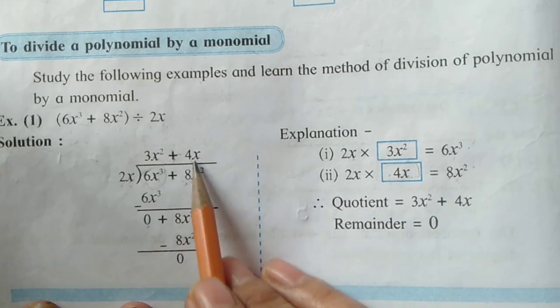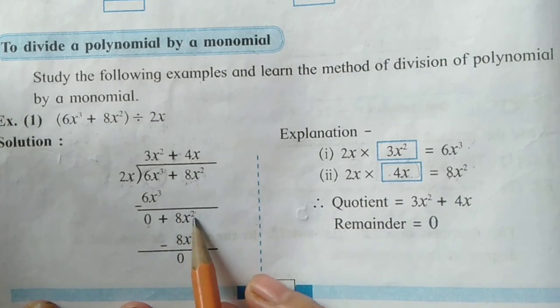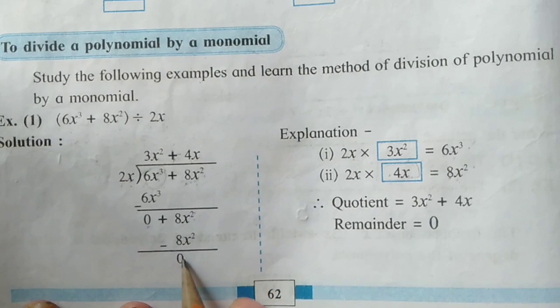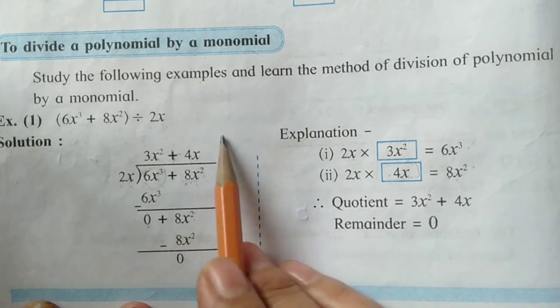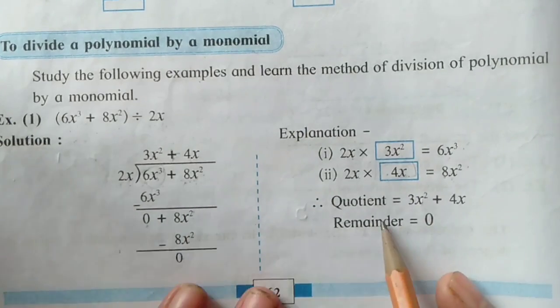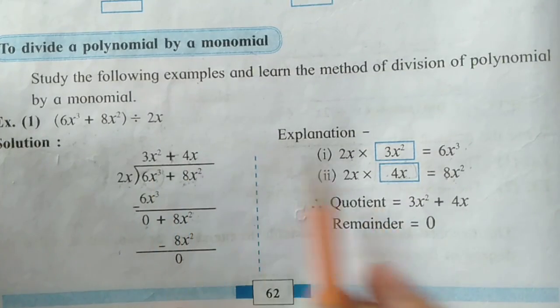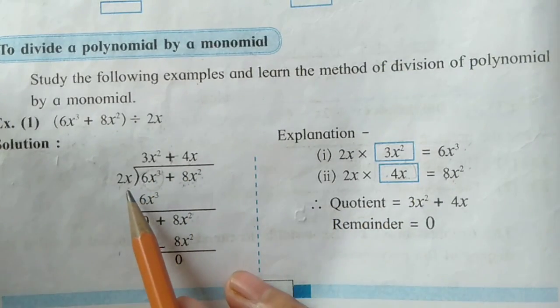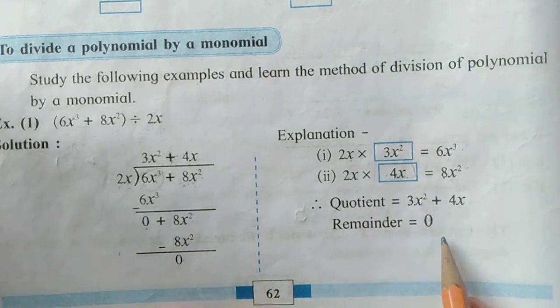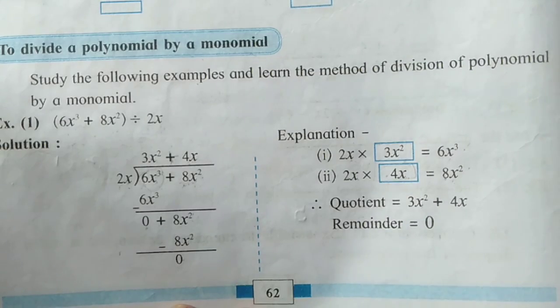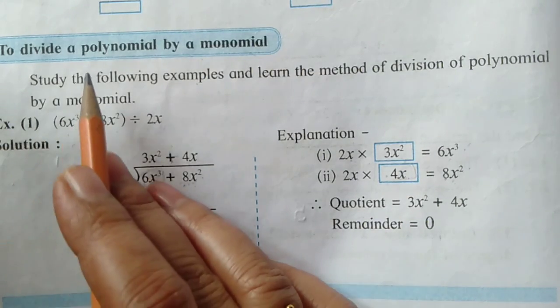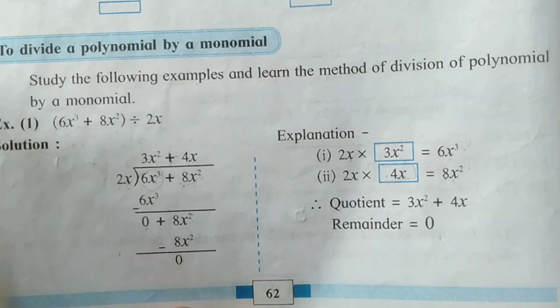So twice x into 4x is 8x square. So take the subtraction. Remainder is 0. So our process stops here. So write down: quotient is thrice x square plus 4x and remainder is equal to 0. In this way we find the solution of division of a polynomial.